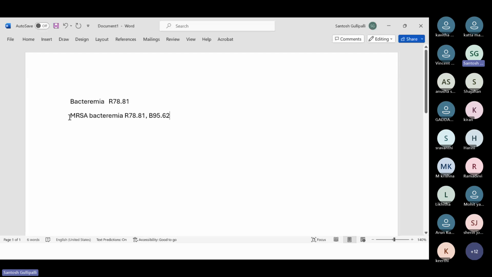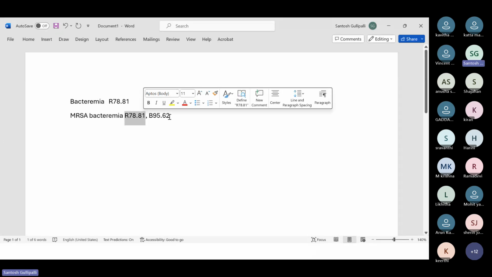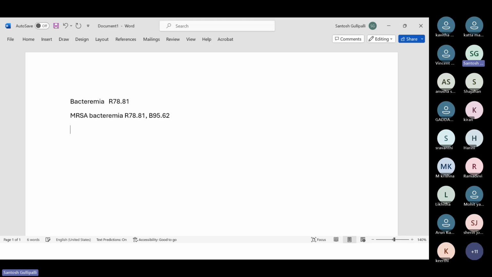There is no specific combination code available in ICD-10-CM for MRSA bacteremia, so we give two separate codes. One is bacteremia, the next one is MRSA. I will give one more example: MSSA bacteremia.